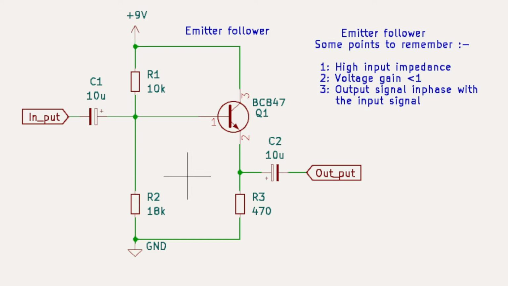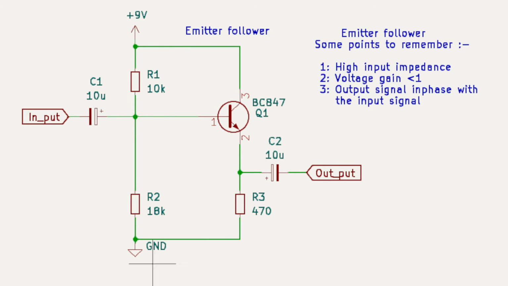Right, the circuit we're going to use to discuss the increasing of the input impedance by bootstrapping is going to be the emitter follower. It provides the functions that I want quite easily. So let's just recap on the emitter follower and some of the points to remember. Number one, it has a relatively high input impedance as a design by itself. It has a voltage gain of less than unity, so slightly less than 1. And the output signal is in phase with the input signal, which is quite important.